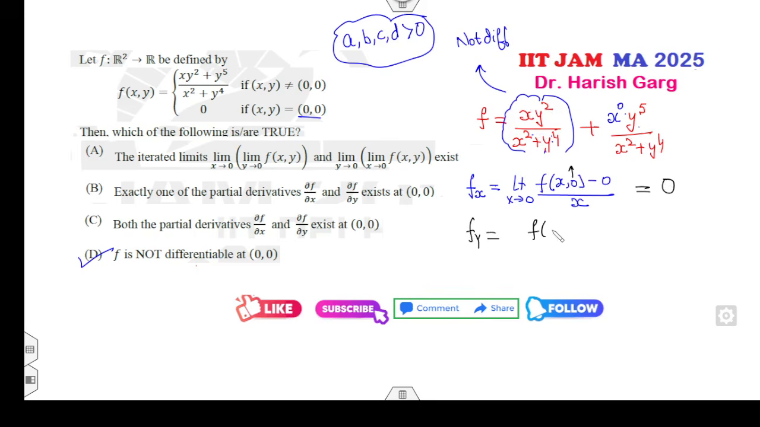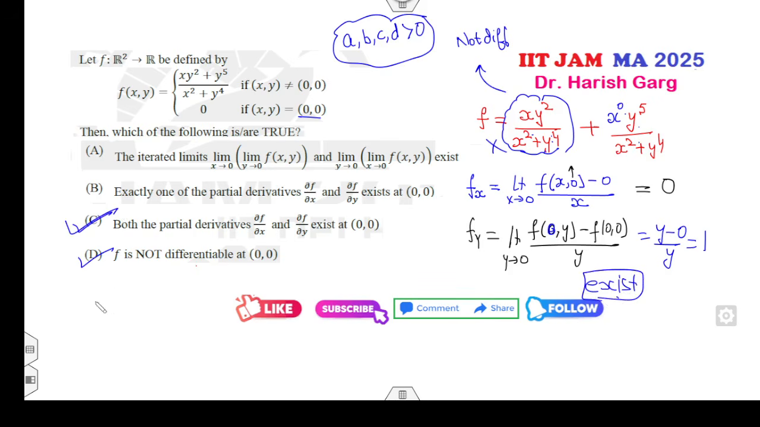f y, f of 0 comma y minus f of 0,0 divided by y, limit as y approaches 0. When you take x as 0, the first component will be 0, the second component will be y minus 0 over y. Answer is 1. So both the limits are finite. That means both the limits exist. C option is correct. Exactly one of the limits exists, that's the wrong answer.